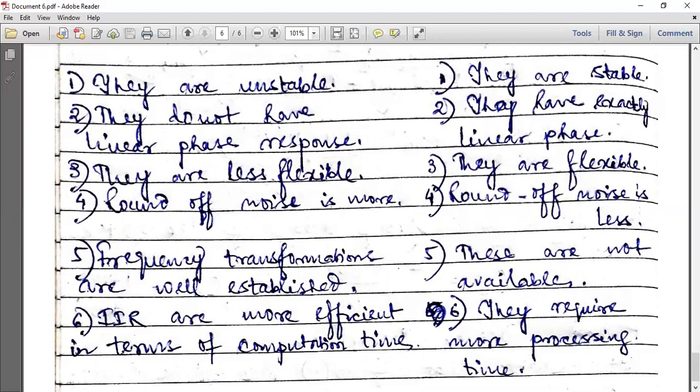Then for IIR filters, the implementation requires more care. You have to be very careful while implementing an IIR filter compared to an FIR filter. But for FIR filters, realizability is always guaranteed, and so you can easily implement an FIR filter.